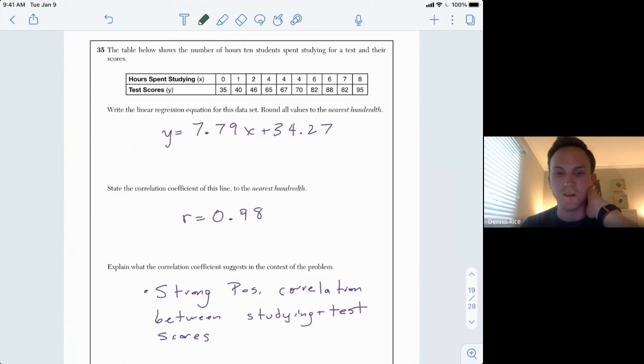If you just wrote it's a strong correlation, -1. What's the phrasing with the last bullet point? Context of the problem. All you have to do is mention the variables. There's a strong correlation between studying and test scores. So if you just wrote strong correlation, -1. You made a decimal mistake up top, -1. Go ahead.